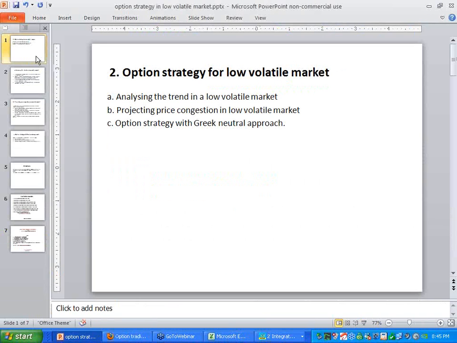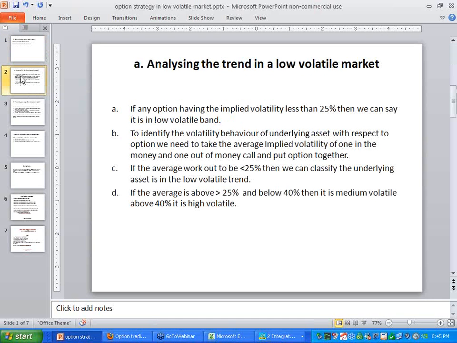Just summarize this. What are the things you have learned today? Option strategy for the low volatile market. We have to analyze the trend in the low volatile market. So we have less than 25%. We have kept that as the band for a low volatile market.